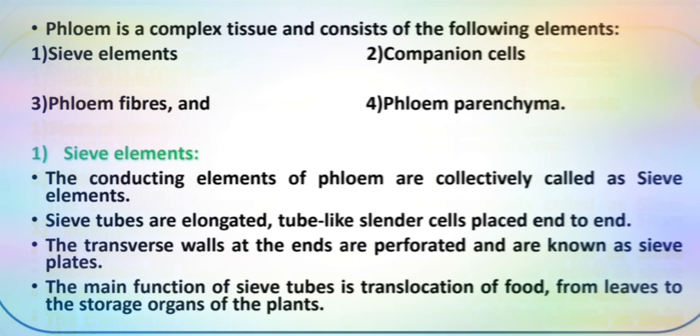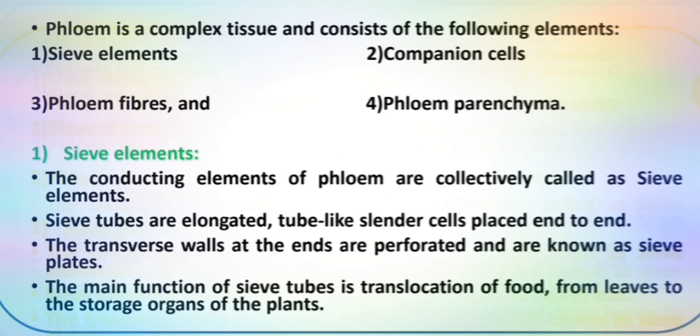And in these cells, the transverse walls, that is, the horizontal walls, are perforated. Perforated means they have pores or openings. That is why we call them sieve. Sieve means perforated openings, so you can find small, minute pores. So the transverse walls at the ends are perforated, and that is why they are called sieve plates.